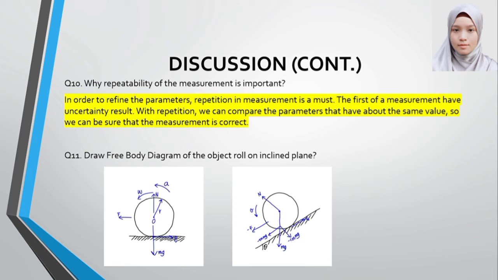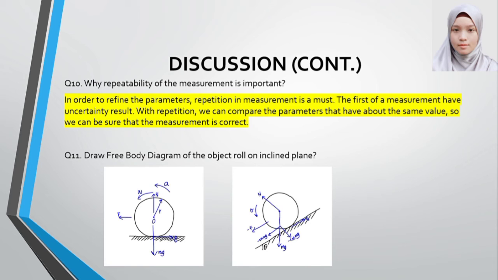So we can obtain many values, and from this list of values of parameters, we can eventually see that some values will be around the same value as 2 or 3 other values. And then from this list of values, we can make an average, and then we can gain the true result for this measurement. Okay, next question asks to draw the FBD diagram of a rolling object.